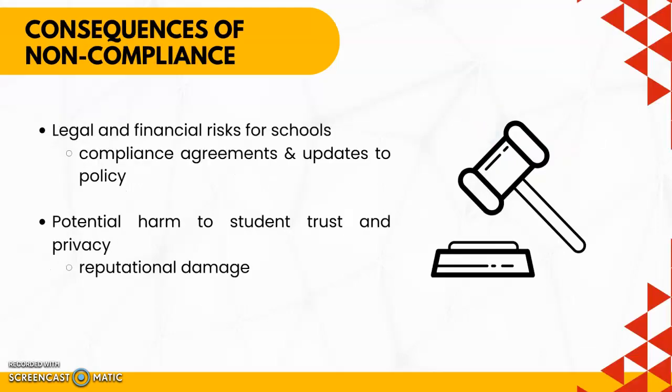And just as a piece of information here, consequences for non-compliance obviously include legal and financial risks for schools because compliance agreements might need to be made if we are found to not be following FERPA. It would require us to update our policies and things like that. It does do potential harm to the student's trust, as well as the guardian or parent, as far as their privacy goes as well. And it does cause reputational damage to our building and our district. So we need to be mindful of the information we have access to and how we're sharing that and who we're sharing it with.